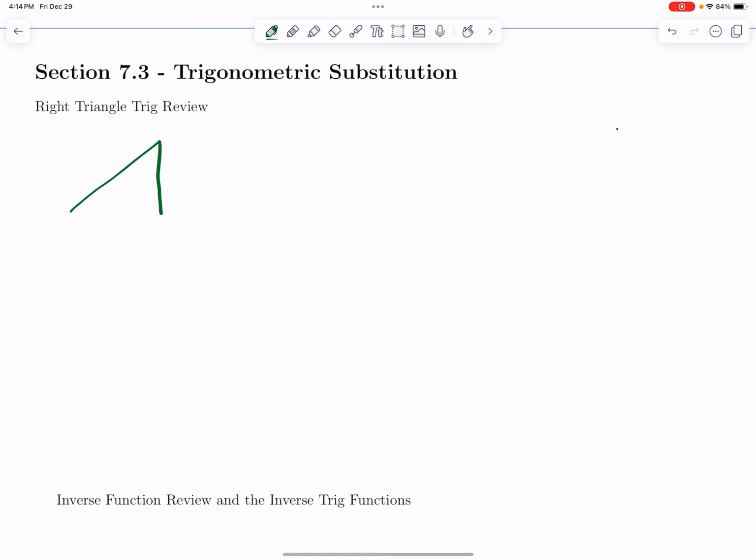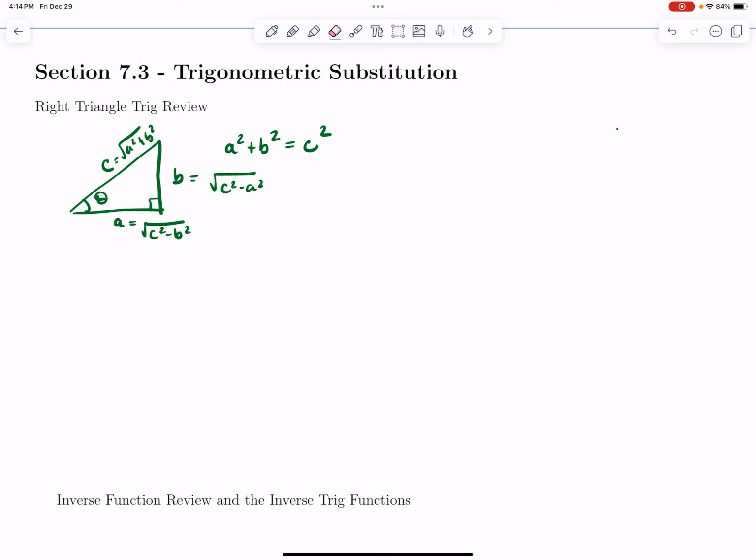So if we have a right triangle whose sides are a, b, and c, and we'll say that angle is theta. One thing we know from algebra is that a squared plus b squared equals c squared, right? So we can solve for each one of these in terms of the other. So a can be written as the square root of c squared minus b squared. b can be written as the square root of c squared minus a squared. And c, well, we already know what that is. That's the square root of a squared plus b squared. Okay, we're going to need that in this section.